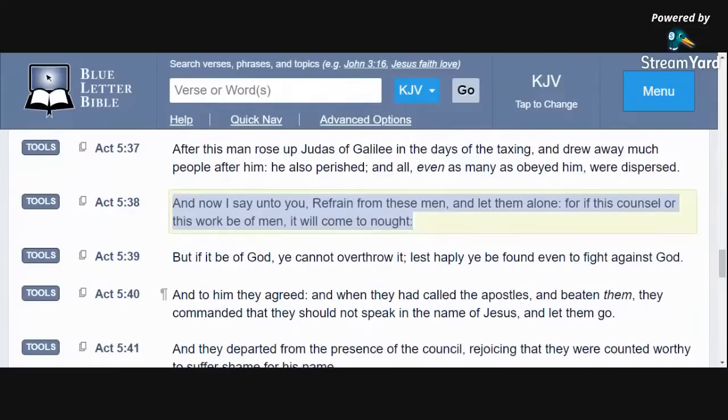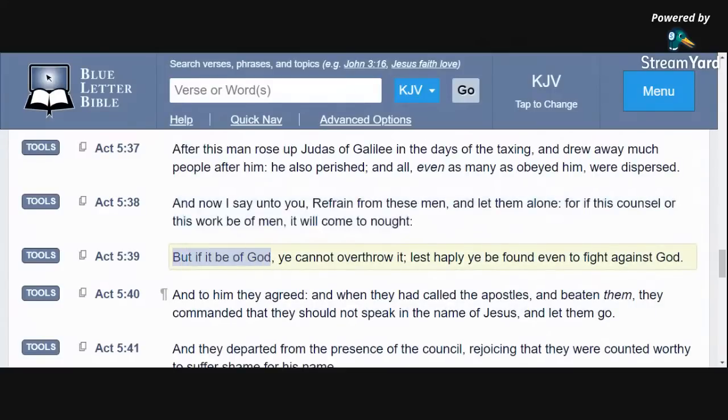And now I say to you, refrain from these men and let them alone. For if this counsel, this work be of men, it will come to naught. But if it be of the Most High, ye cannot overthrow it, lest happily ye be found even to fight against the Most High. Plain and simple. See? Yeah, Steve Gregory must have gotten his feelings. You can listen now in the background quietly.